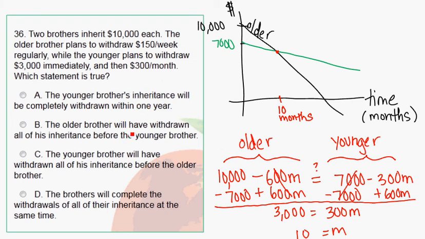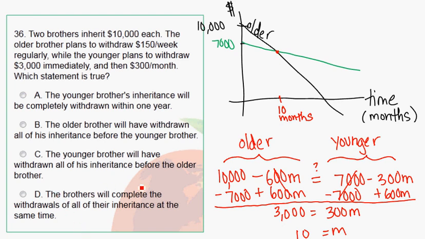Choice B says the older brother will have withdrawn all of his inheritance before the younger brother. That actually does seem to be true since the older brother's slope is decreasing quicker. So this is our likely choice, but let's just read through the other ones. The younger brother will have withdrawn all of his inheritance before the older brother. We know that's not true since this green line is decreasing at a slower speed, and we know that up until this point they haven't pulled out all their money.